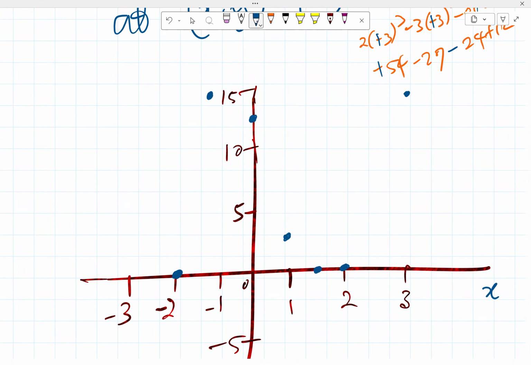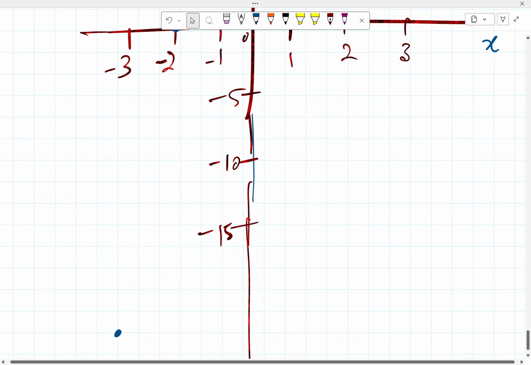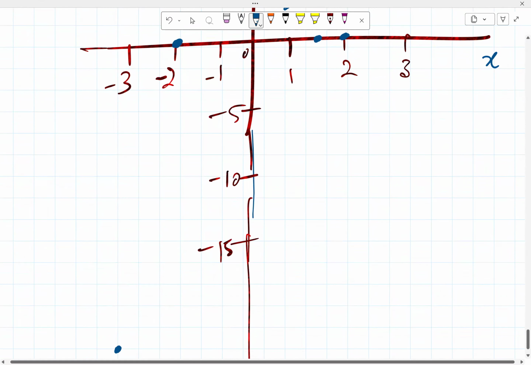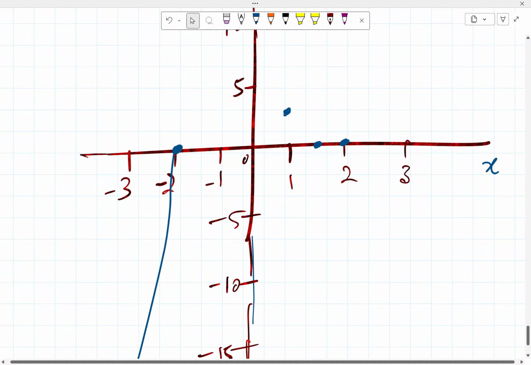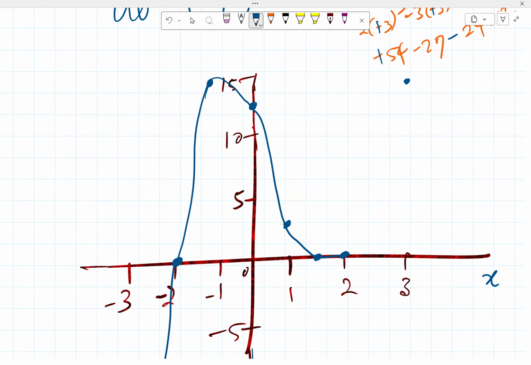Okay, so now we have a clear picture of what is happening. So now we can join up the lines. Never mind, it's a sketch, so it can look somehow. So we have this. It should go smoothly normally.